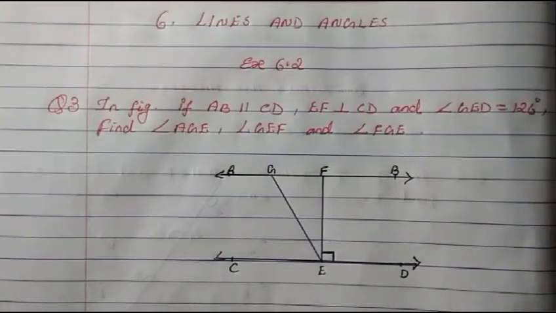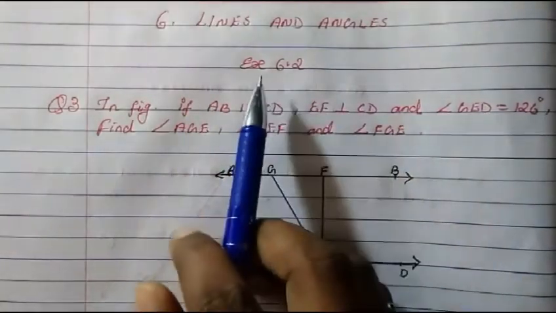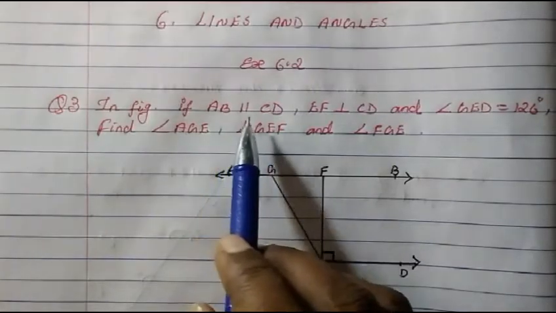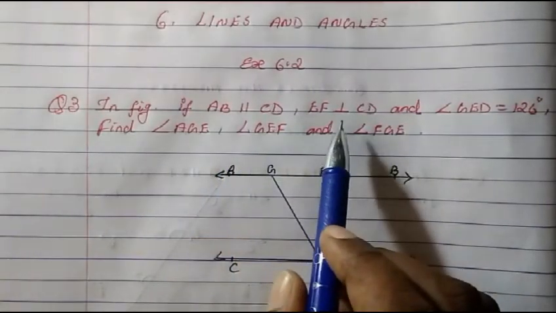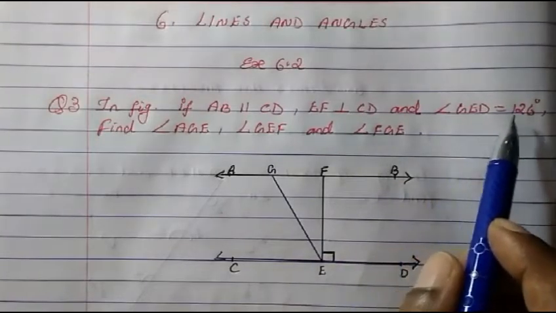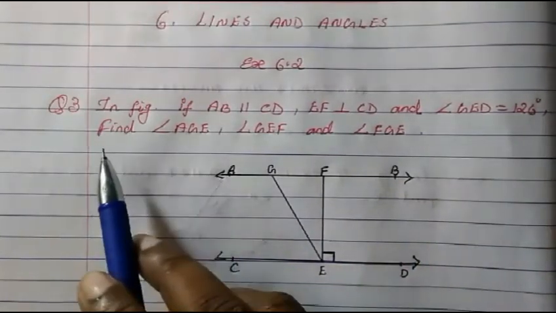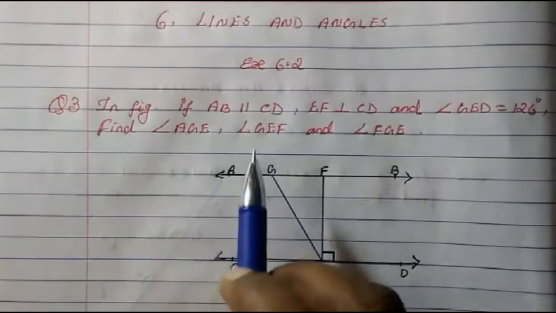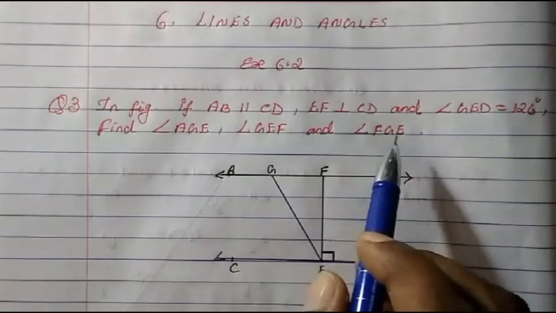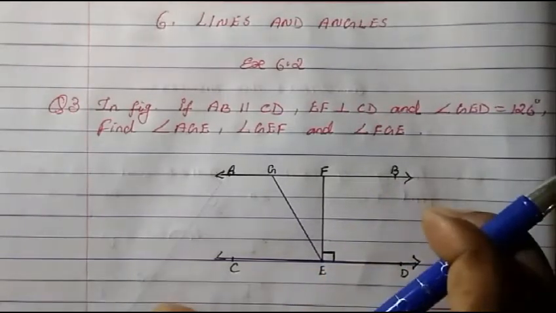Today we are going to study from chapter 6, lines and angles, exercise 6.2, question 3. In the figure, if AB is parallel to CD, EF is perpendicular to CD and angle GED is equal to 126 degrees, find angle AGE, angle GEF and angle FGE. Don't get worried, it's a very easy sum.